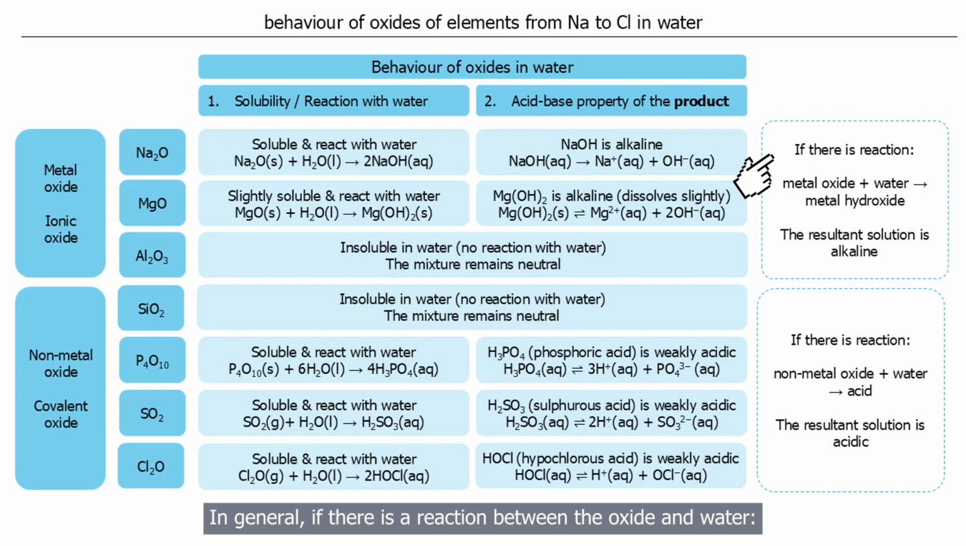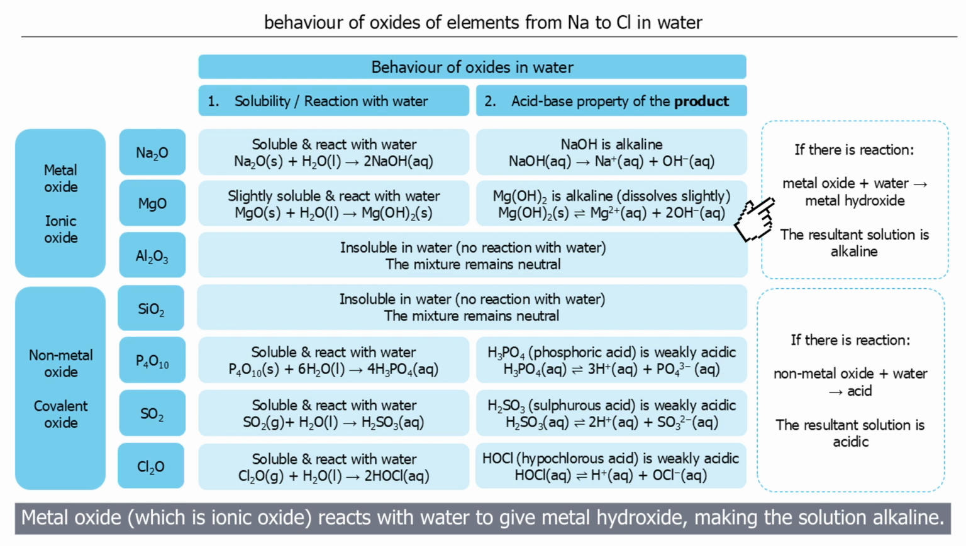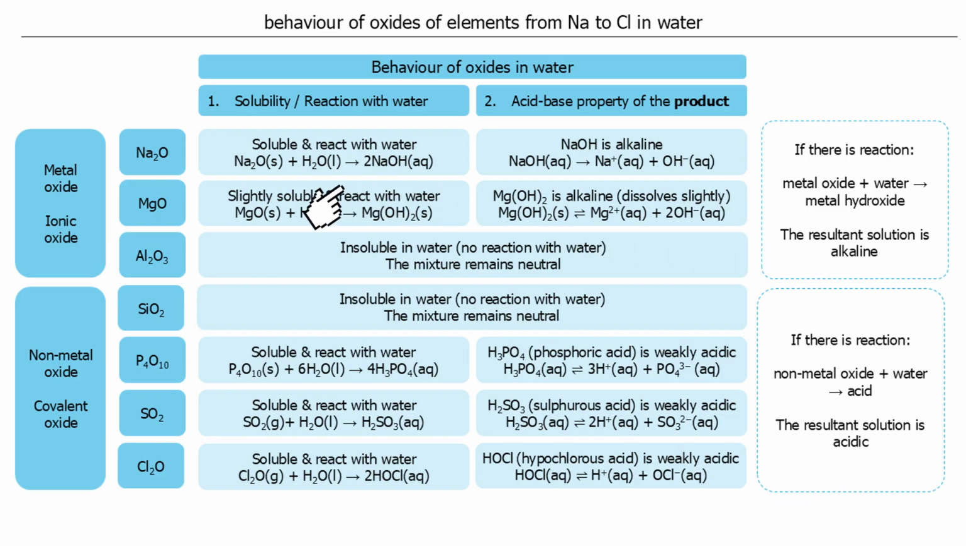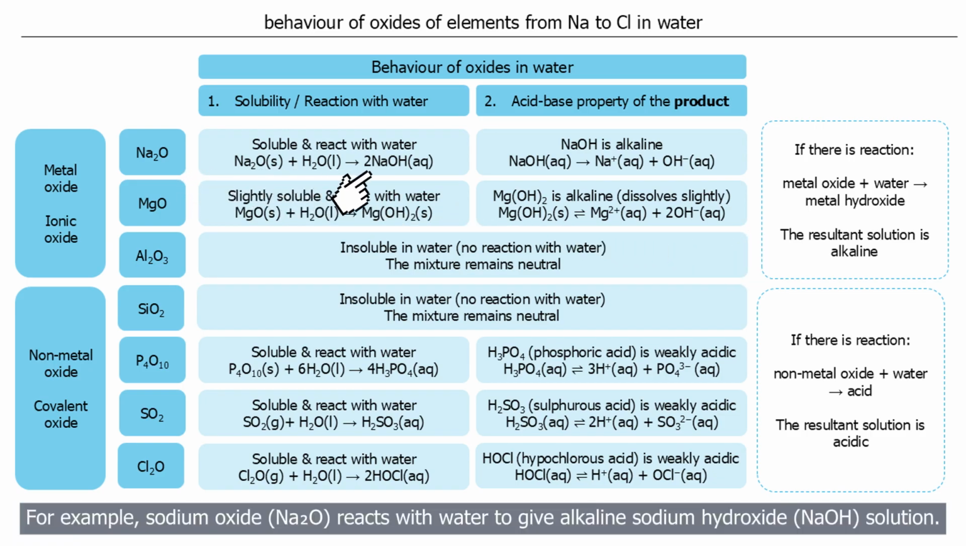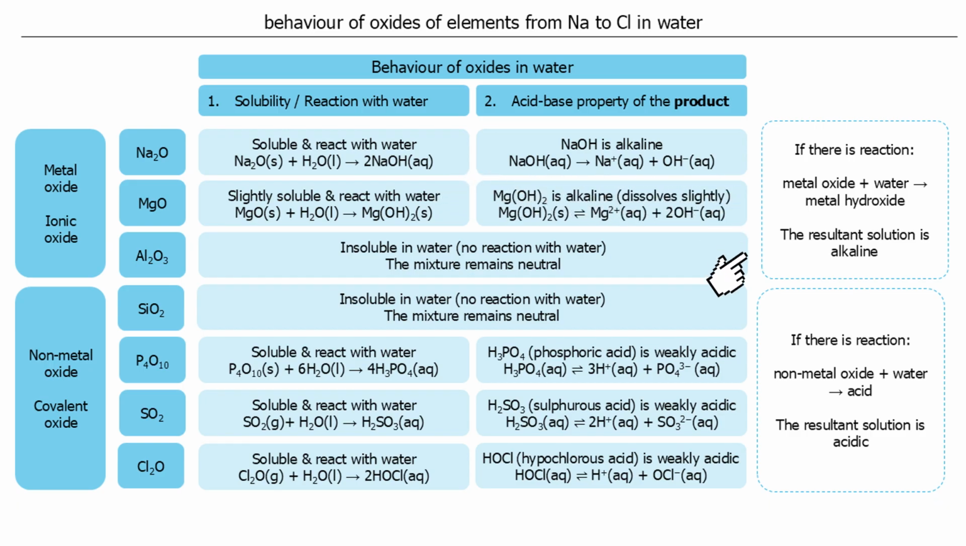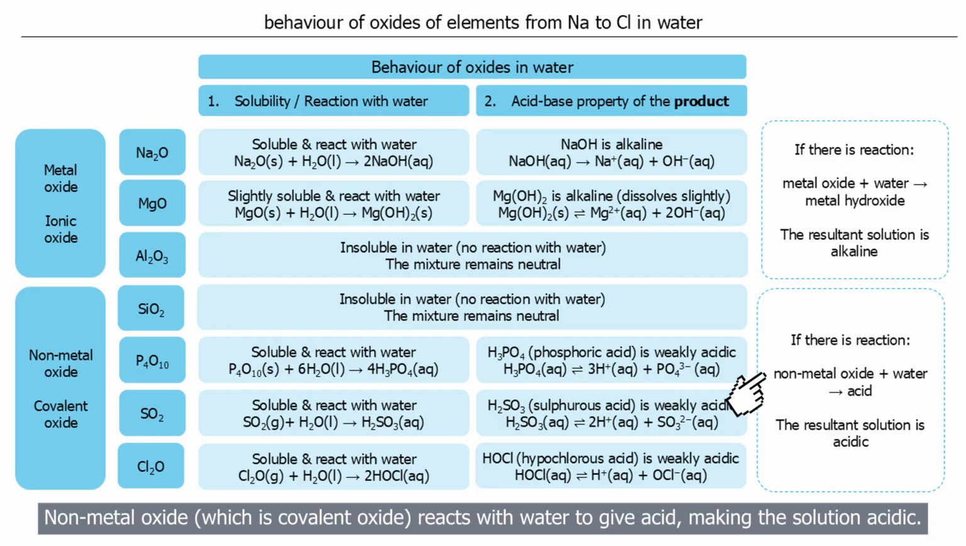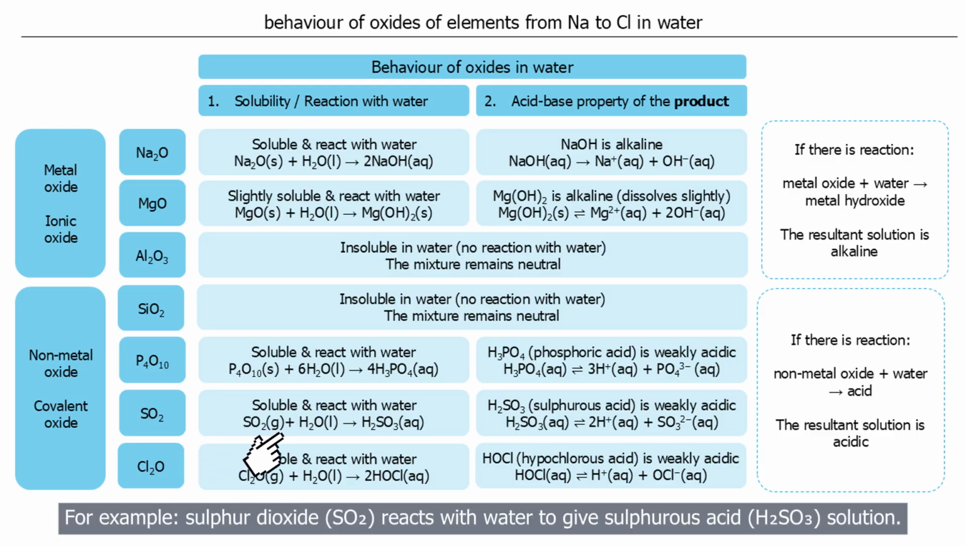In general, if there is a reaction between the oxide and water, metal oxide, which is ionic oxide, reacts with water to give metal hydroxide, making the solution alkaline. For example, sodium oxide reacts with water to give alkaline sodium hydroxide solution. Nonmetal oxide, which is covalent oxide, reacts with water to give acid, making the solution acidic. For example, sulfur dioxide reacts with water to give sulfurous acid solution.